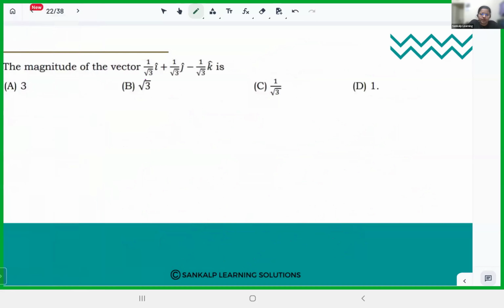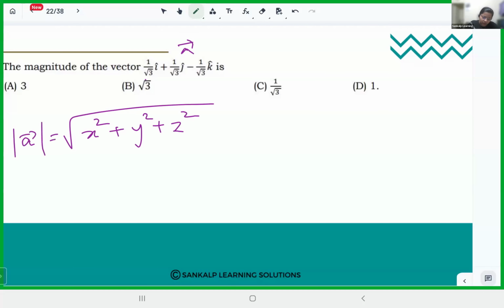The magnitude of the vector 1 by root 3 into i plus 1 by root 3 into j minus 1 by root 3 into k. How will you find out the magnitude of a vector? It is nothing but root of x square plus y square plus z square. This is the magnitude, right? So let this be vector A. Then magnitude of vector A is equal to... and what are this x, y and z? x is equal to 1 by root 3.